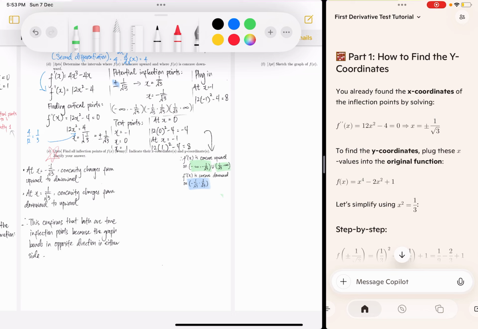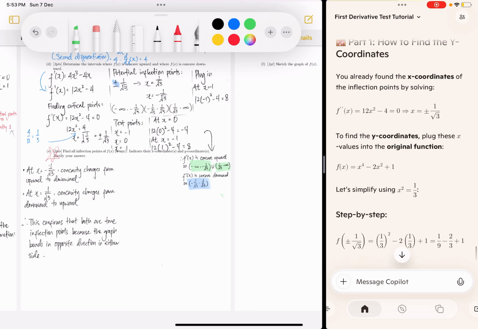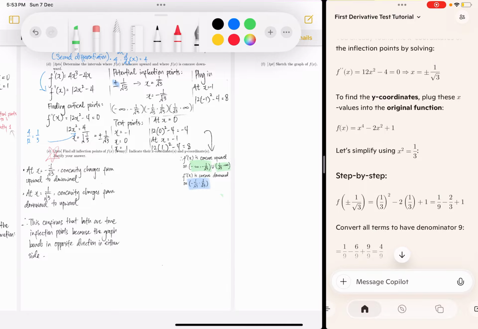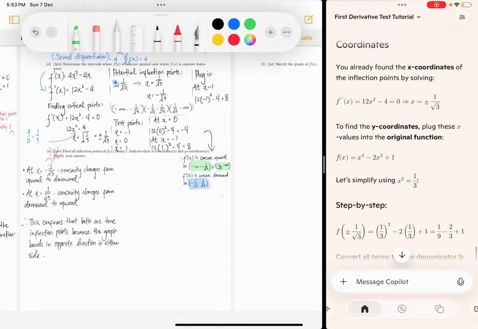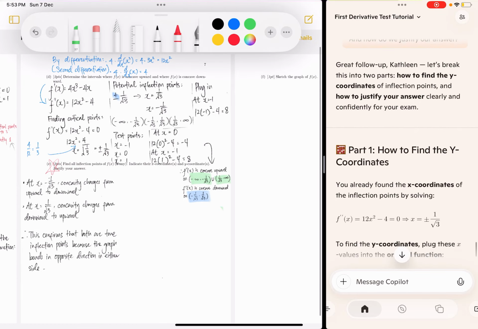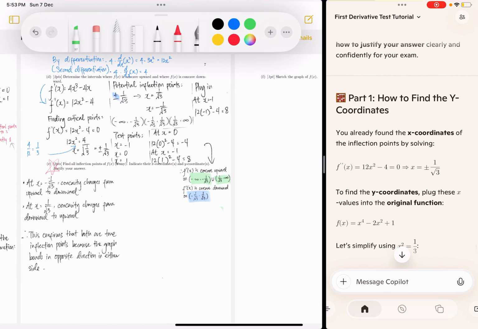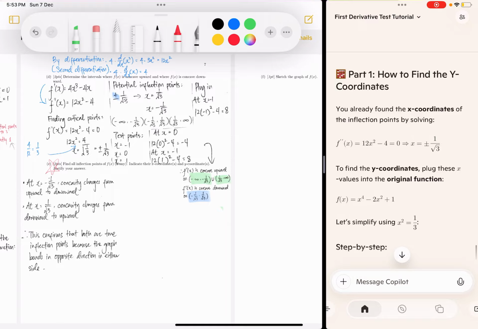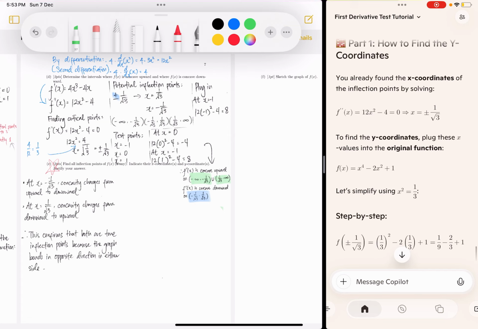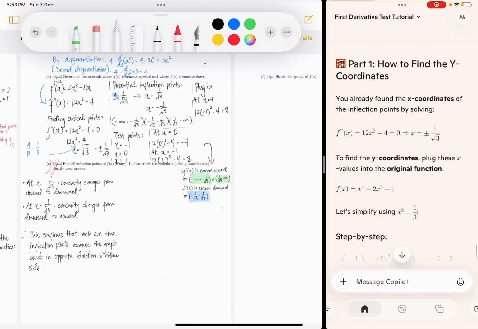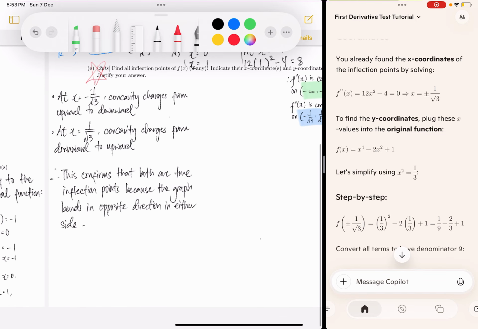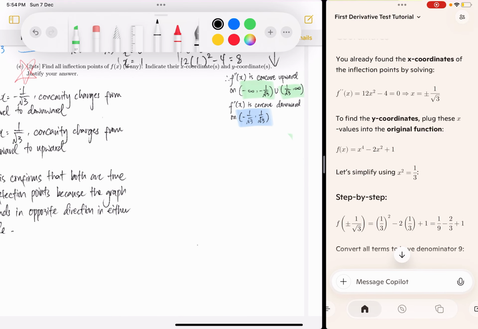You already found the x coordinates of your reflection points by solving this. To find the y coordinate, plug these x values into the original function, which is x to the power of 4 minus 2x squared plus 1. We're gonna plug in this value. Okay, we're gonna do that. We're gonna plug it in. You can either plug it in like this.